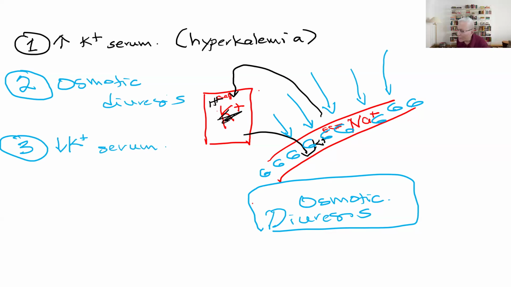Okay, so what happens to potassium is the question. And the answer is initially there will be hyperkalemia. But once the patient develops osmotic diuresis, and that is because of the pull of glucose of fluid from the intracellular compartment, then this is going to cause a decrease in potassium.